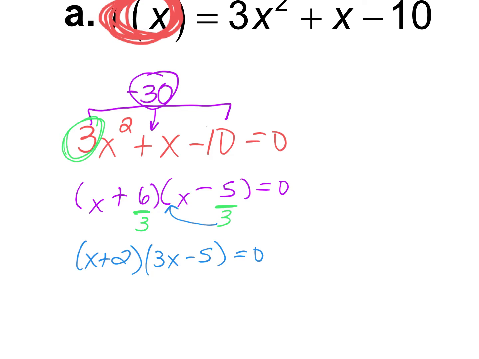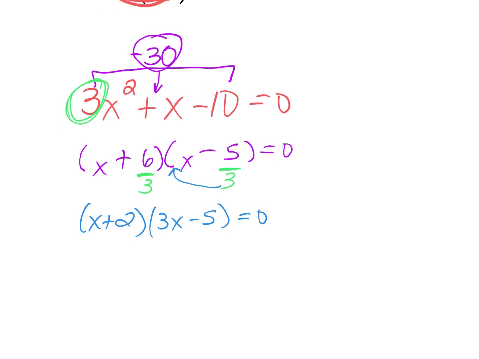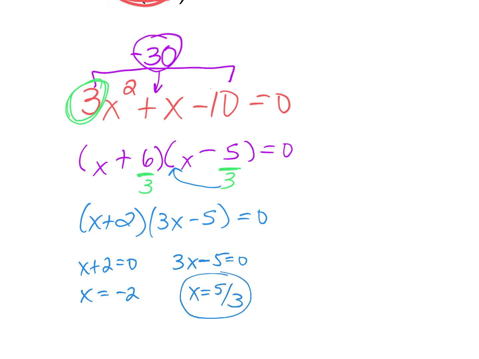So now, if we're going to solve, how do you solve this? You set equal to 0. So x plus 2 equals 0, and 3x minus 5 equals 0. So my zeros, my solutions, my roots, where this graph crosses the x-axis are at x equals negative 2 and x equals 5/3. You guys agree? Yes. Okay. We're going to do lots more factoring. Not much today, but, well, yeah, you will for homework.